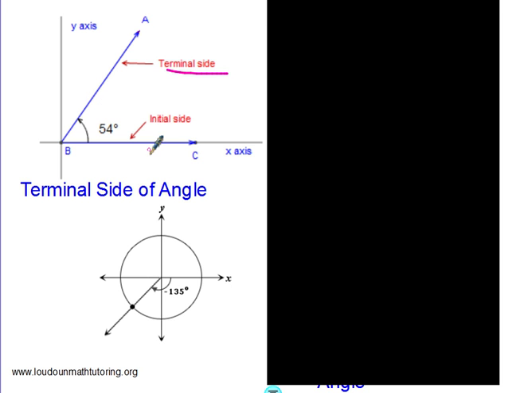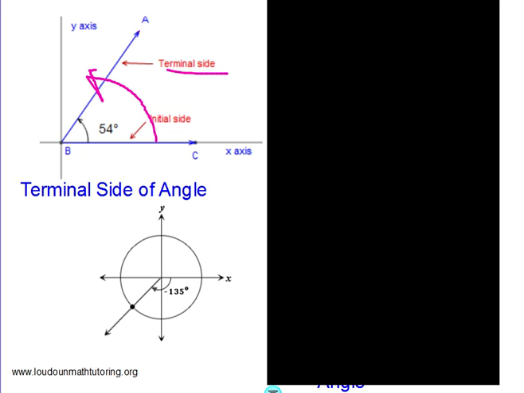Now, remember you can go different directions around a circle. This is considered to be the positive direction. You can also go the negative direction around a circle. If you're going in a negative direction, your starting location is here. This is the initial side of your angle. Label that with I. And you're going negatively around your circle, and we'll call this the terminal side of that angle. Okay, so it all depends on where you start and where you finish.